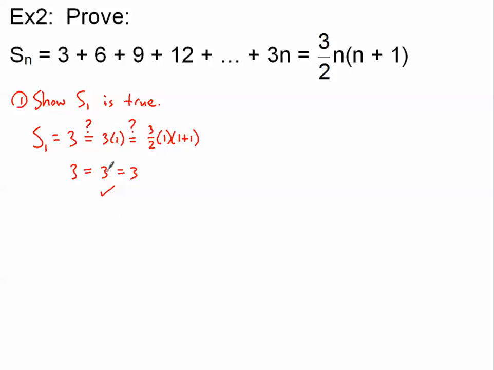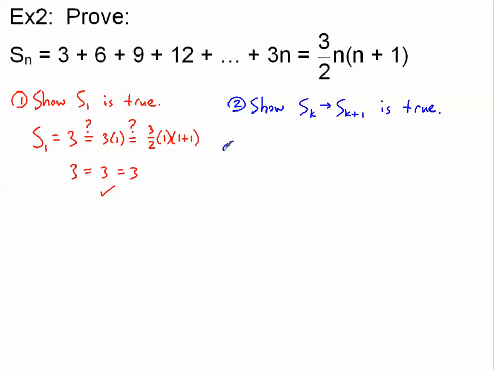I know that 3 times 1 is 3. This is 1 plus 1 is 2. 2 times 1 is 2. 3 over 2 times 2 does indeed make 3. I'm not going to give you a formula that doesn't work, so I know that most people are just going to do that and put a check mark, but I just want to make sure that you know that it is true. Step 2, show S sub k implies S sub k plus 1 is true.